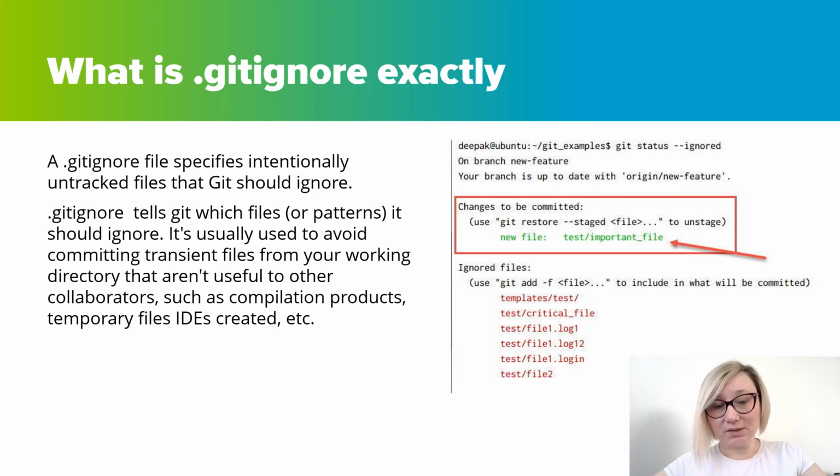What is gitignore exactly? A gitignore file specifies intentionally untracked files that Git should ignore. Gitignore tells Git which files, or maybe patterns, it should ignore. It's usually used to avoid committing transient files from your working directory that aren't useful to other collaborators, such as compilation products, temporary files, IDE-created files, etc.